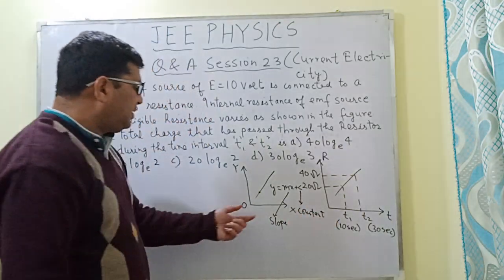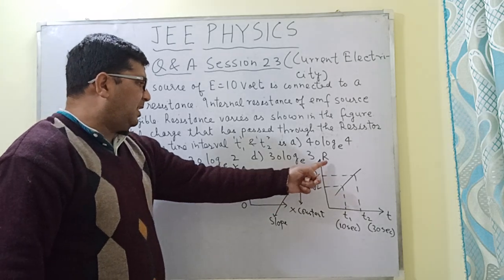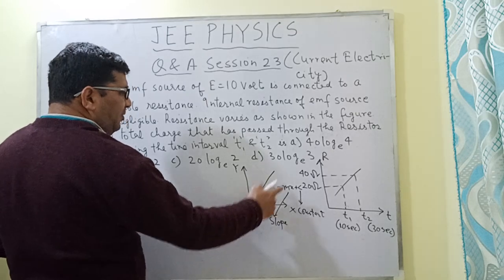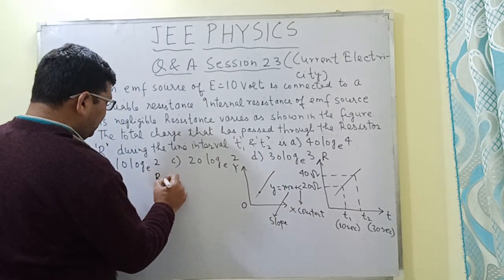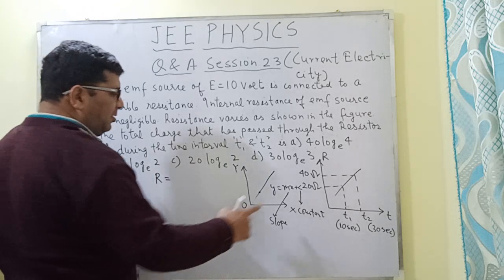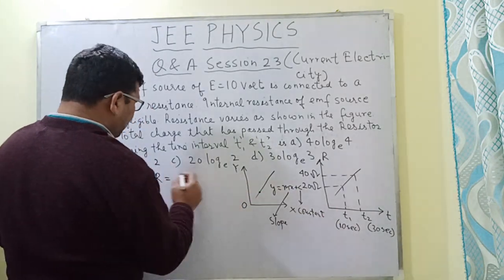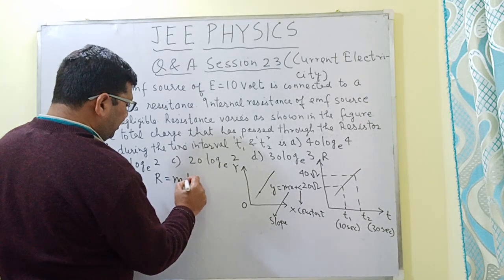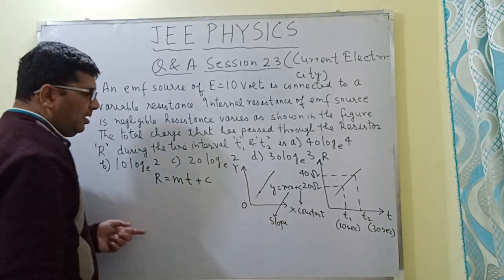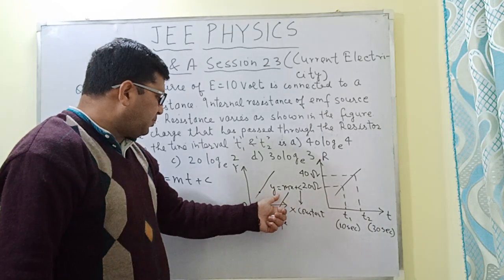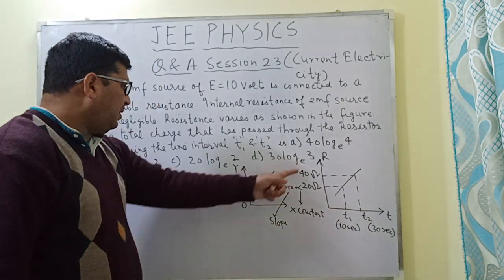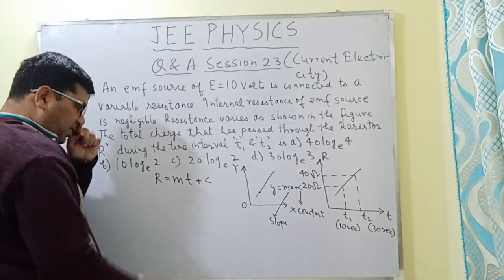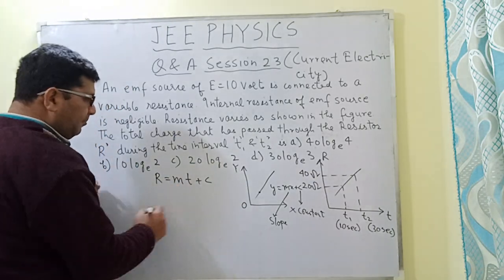So I will now take this reference in order to derive the relationship between R and T. If I substitute y with R and x with T, I will get R is equal to MT plus C. So I have got one equation, which is R is equal to MT plus C.